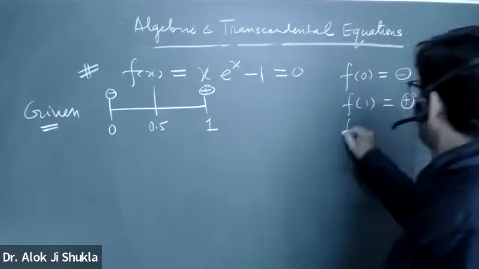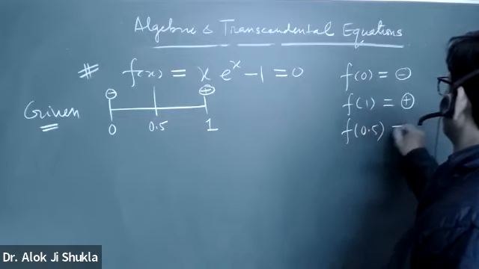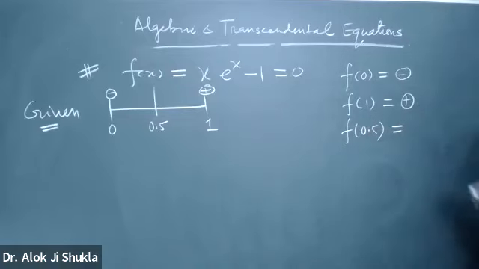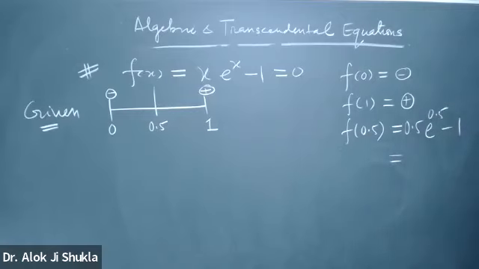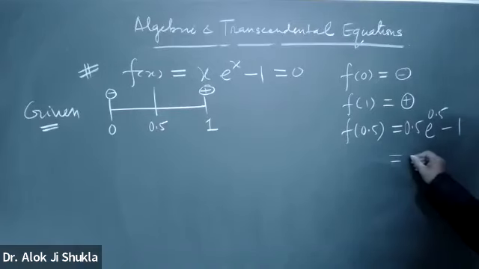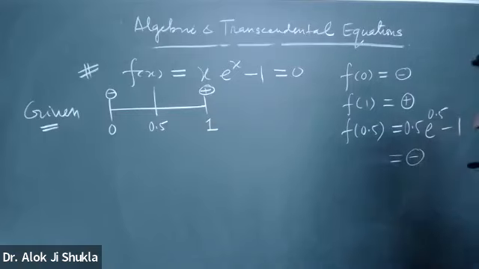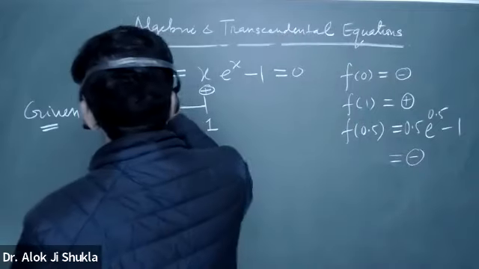And what is the value at 0.5? Batao bhai. 0.5 e to the power 0.5 minus 1. Tell me somebody. So minus 0.17. Minus 0.17. मतलब negative है ना? Negative है sir. So here value is negative.